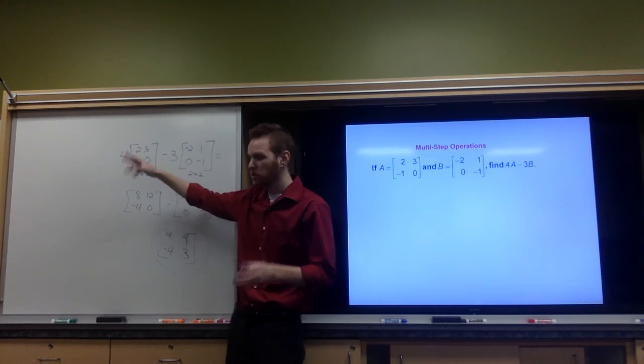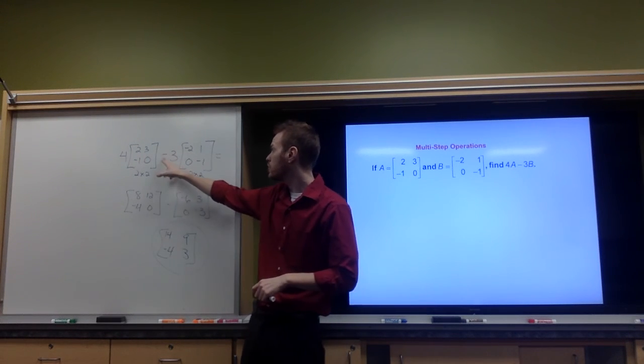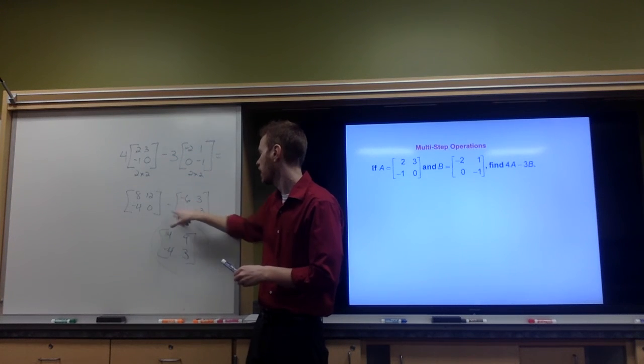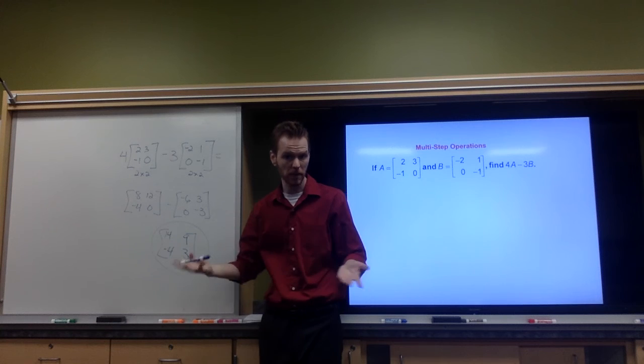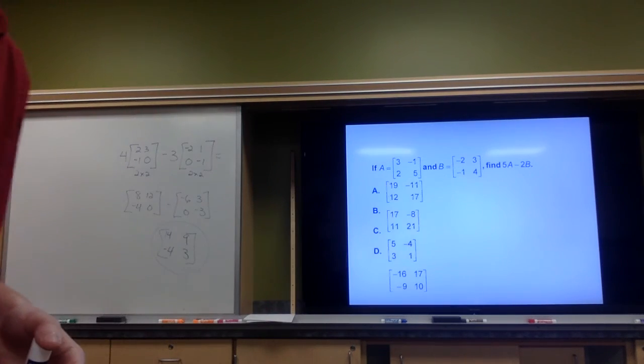I would do the distribution first, the multiplication by the scalar, and then subtract them out. If you want to, you can multiply this whole thing by a -3, which would change the signs, and then put a plus sign there. You could make it an addition problem if you like. Okay, that's definitely an option.